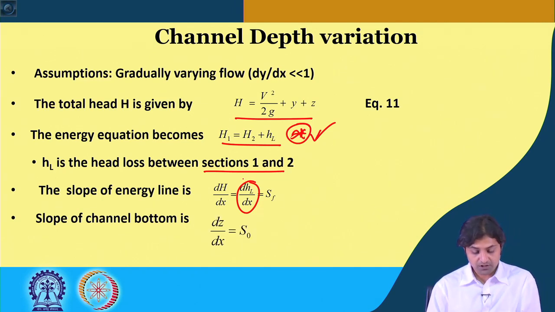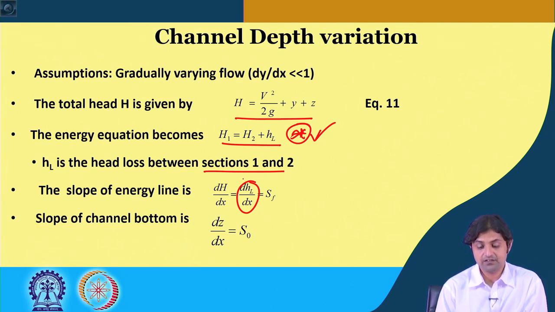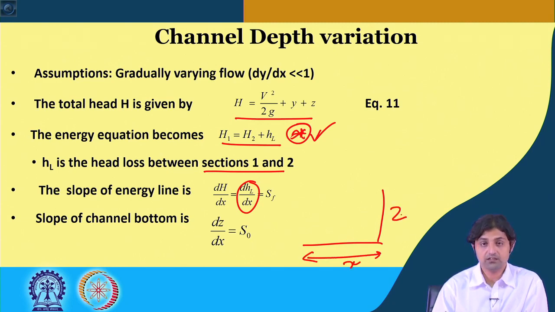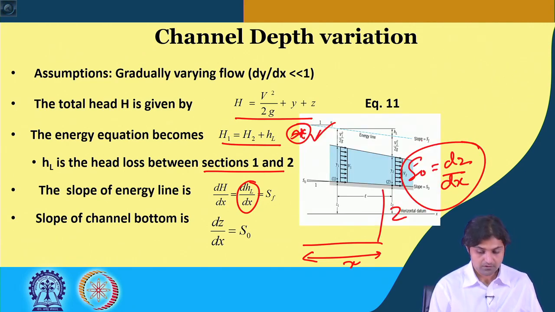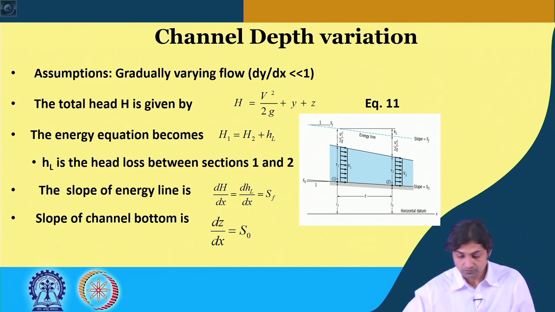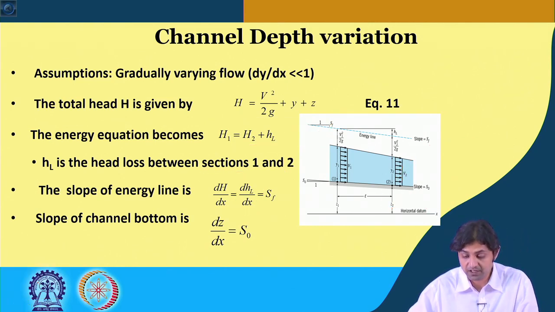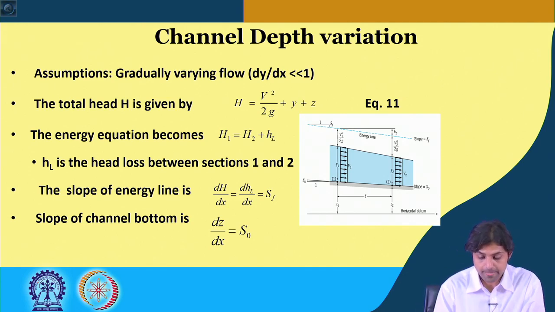The slope of the channel bottom is dz by dx. If z is the height above the datum, then dz by dx is the slope, as we had seen in terms of x. So dz by dx is the slope. If you go back to this diagram again, you see this equation and this equation will hold.